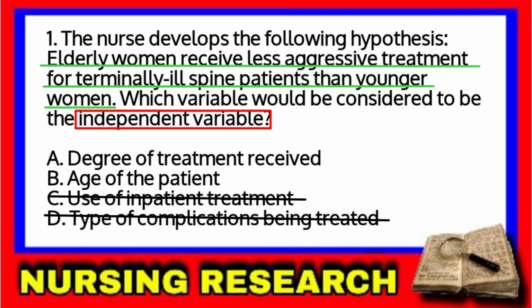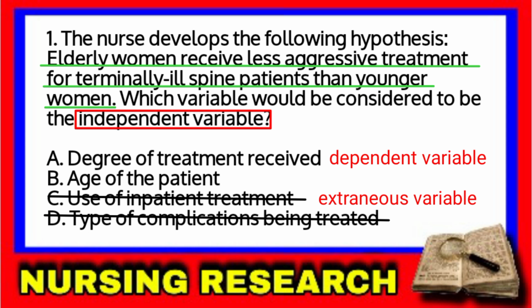Kasi itong dalawang ito, yung ating letter C at letter D, yan po yung mga extraneous variable natin, okay? So, mga extraneous variable or mga extra variables in your case. So, hindi po sila yung ating independent tsaka dependent variable. So, take note. So, pag sinabi po natin independent variable, ito po yung ating presumed cause of your study. At pag sinabi naman po natin dependent variable, that is the presumed effect of the study. So, ang ating dependent variable dito ay itong letter A, the degree of treatment received by your patient. While your letter B, that is the independent variable. So, huwag niyong kakalimutan yan.